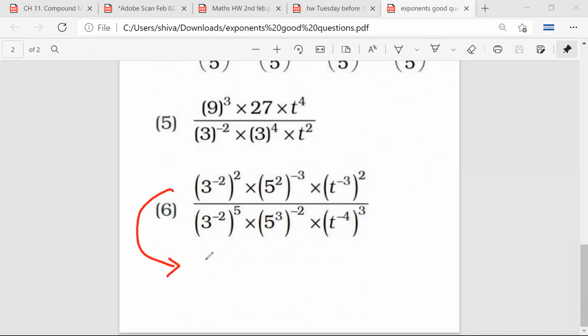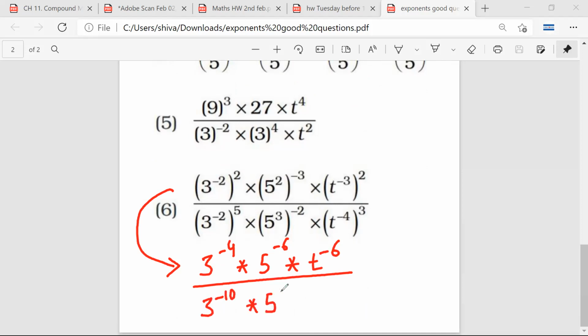So for example, let me show something to you. I can write this as 3 raised to power minus 4 into 5 raised to power minus 6 into t raised to power minus 6, whole upon 3 raised to power minus 10 into 5 raised to power minus 6 into t raised to power minus 12. Anybody has a doubt till here? No, sir. Okay. Now comes the tricky part.